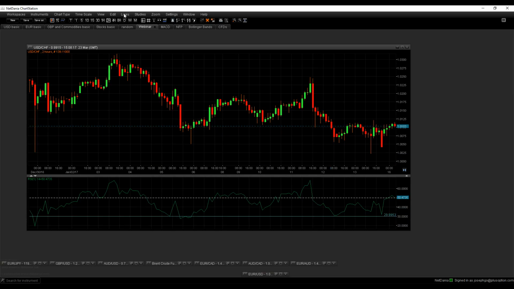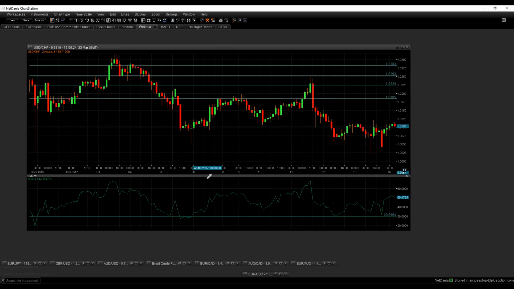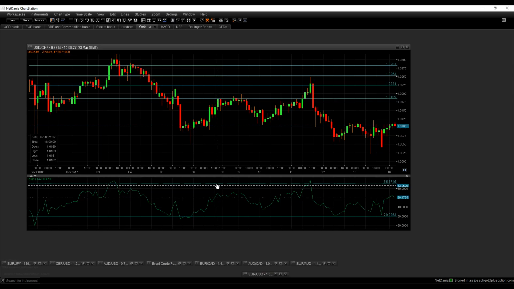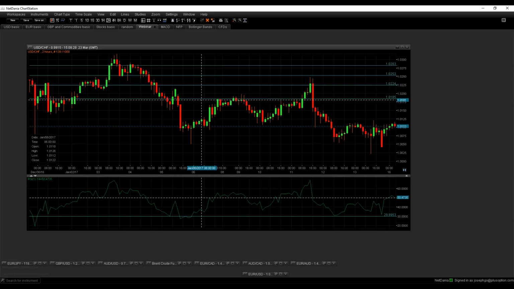For those of you who want to draw lines, you would select lines, go to add lines, horizontal freehand. It changes your mouse into a drawing tool. You can start to draw lines wherever you choose, even on the RSI. Okay, let me delete these lines one moment.